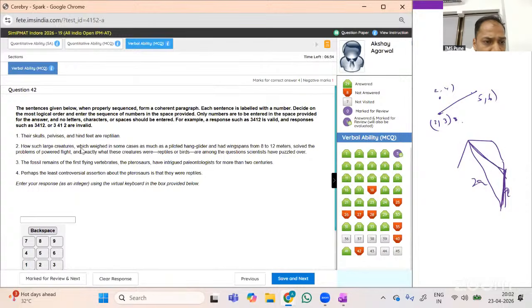Their skulls, pelvises, and head are reptilian. How such large creatures, which weigh in some cases as much as... okay, the fossil remains of the first flying vertebrates have intrigued for more than 2 centuries. Perhaps the least controversial assertion is that they were... What was the intriguing thing? How such large creatures fly are among the questions scientists have puzzled over.